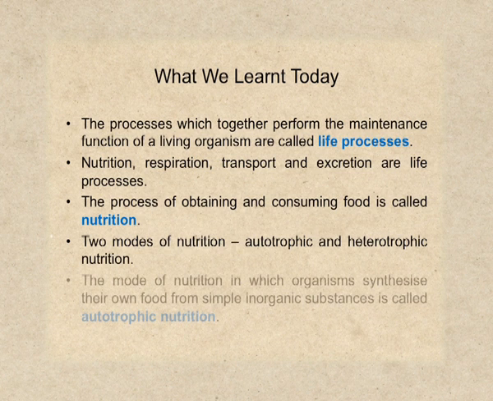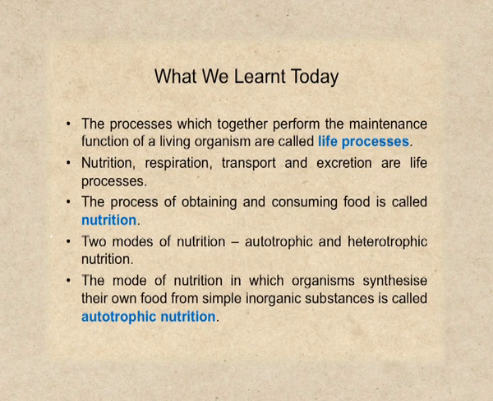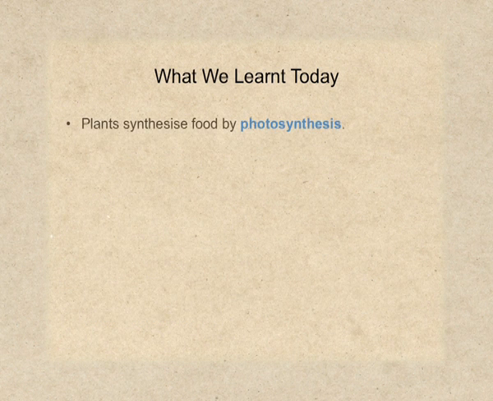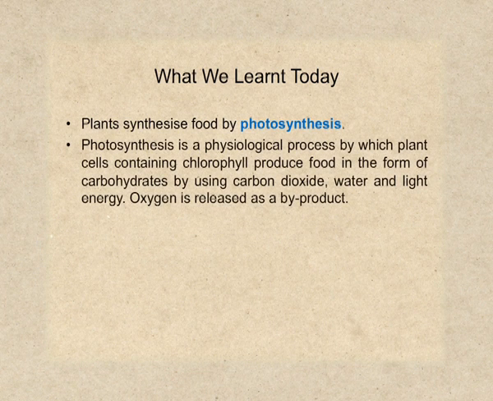The mode of nutrition in which organisms synthesize their own food from simple inorganic substances is called autotrophic nutrition. Plants synthesize food by photosynthesis. Photosynthesis is a physiological process by which plant cells containing chlorophyll produce food in the form of carbohydrates by using carbon dioxide, water and light energy. Oxygen is released as a byproduct.